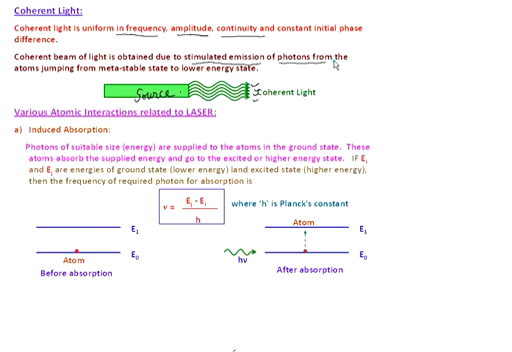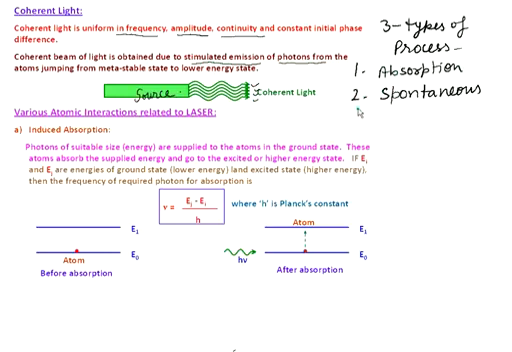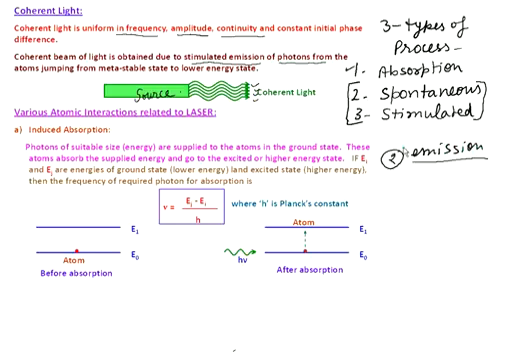These are basically of three types. Three types of process take place in the laser action. Number one is known as absorption, number two is spontaneous emission, and number three is stimulated emission. These two are related with the emission of the electron. Emission is of two types, either spontaneous or by stimulated process.